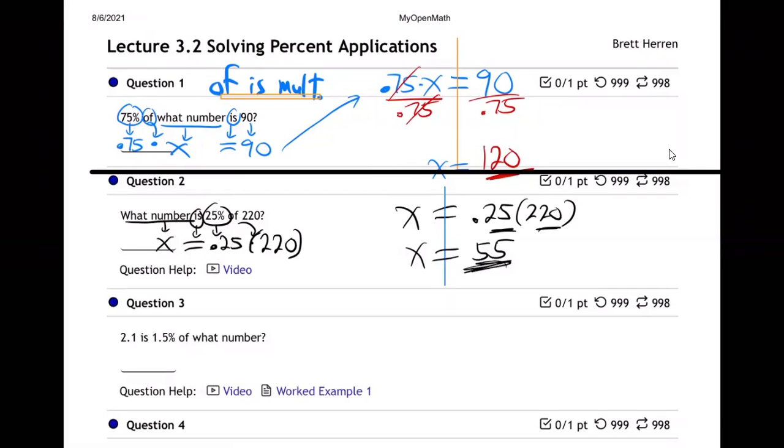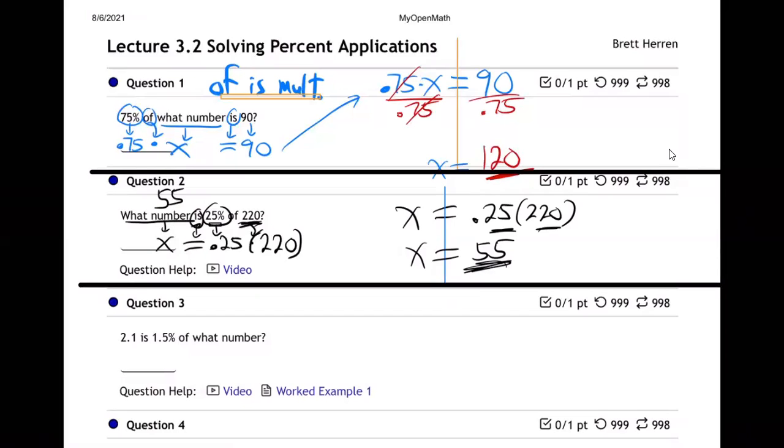Is that a reasonable answer? 55, remember the what number is the X, is 55 now. 55 is 25%, that's like a quarter of 220. Yeah, 55 is a small part of 220. That seems reasonable, doesn't it? Okay, let's try one more.